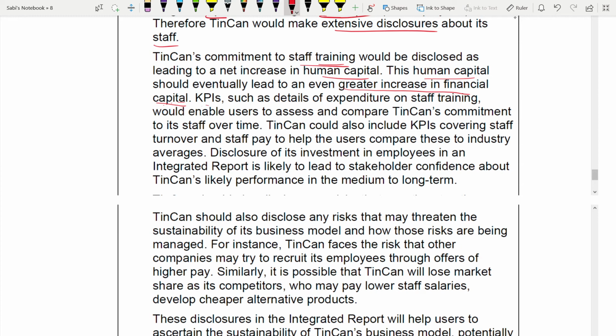KPIs such as details of expenditure on staff training will enable the users to assess and compare the company's commitment to its staff over time. So when they present the expenditure on staff training, for example for 5 years, they are presenting the detail on how much they are spending on their staff training. For the user, this is a benefit. Why? They can easily compare whether the training of staff is increasing or reducing over time, or whether they are actually investing in their staff or not.